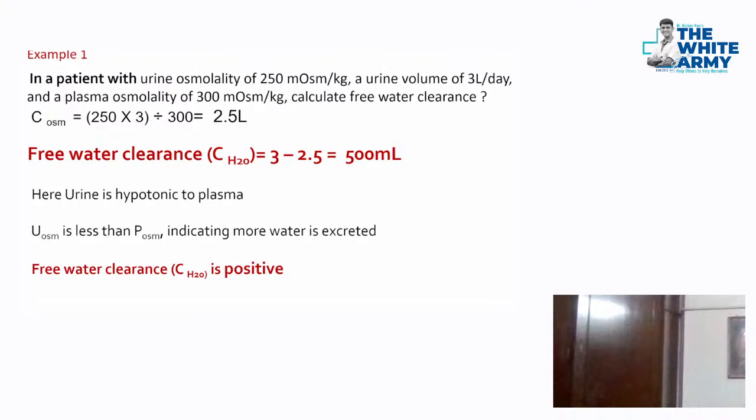Again, the concept is very simple. When you say free water clearance is positive, that means the urine contains much more water than is required to excrete the solutes. So the free water added to the urine is very high. And we know the hormone that is responsible for retaining excess water, antidiuretic hormone. There may be a deprivation of antidiuretic hormone action, and that may be the reason why this patient has a positive free water clearance.